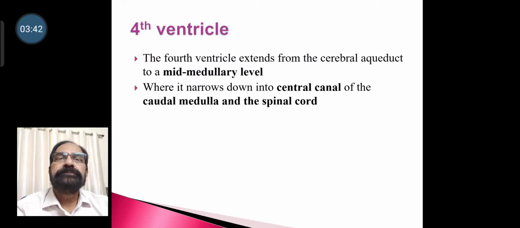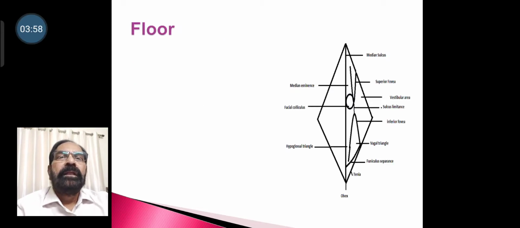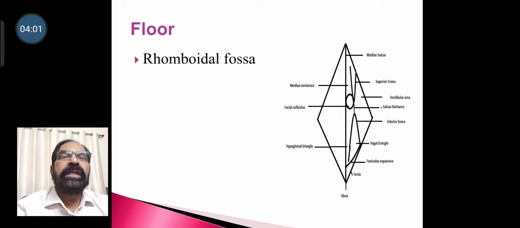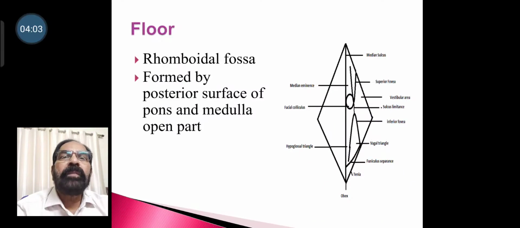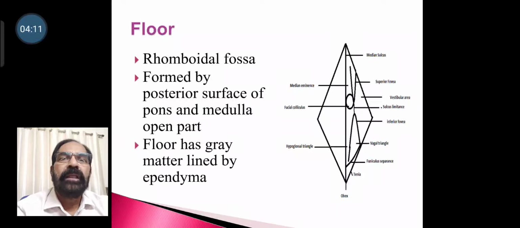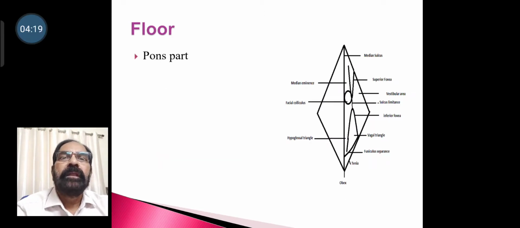Then we come to fourth ventricle. Fourth ventricle extends from the cerebral aqueduct to the mid-medullary level, where it narrows down into central canal of the caudal medulla and the spinal cord. So it is also called rhomboid fossa, formed by posterior surface of pons and medulla open part. Floor has grey matter lined by ependyma. Pons part.